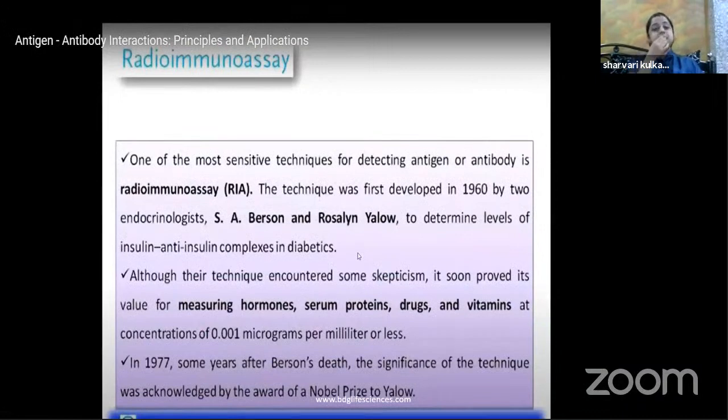Then we see what is radioimmunoassay. Radioimmunoassay is a combination, again, of immunology principles with radiology. It was first developed by Berson and Yalow, for which they got the Nobel Prize. It was for determining insulin anti-insulin complexes in diabetes.